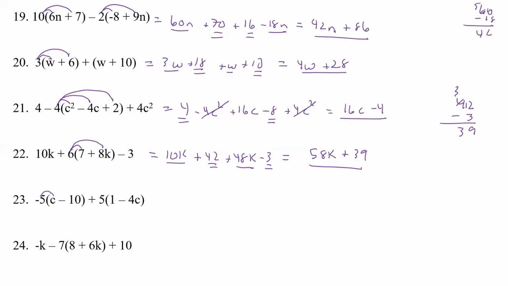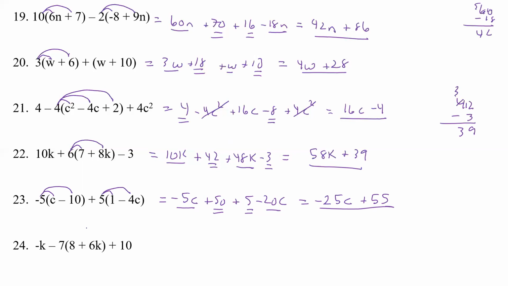All right, again, distribute. So minus 5c plus 50 plus 5 minus 20c. So we've got c's and numbers. So minus 20 minus 5 is a minus 25c plus 55. Okay, so 50 and 5 is 55.